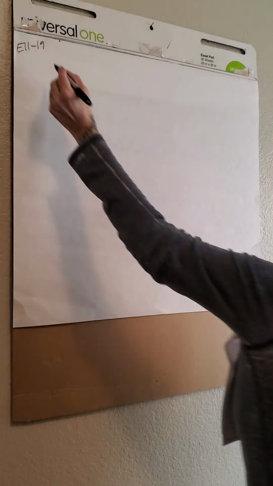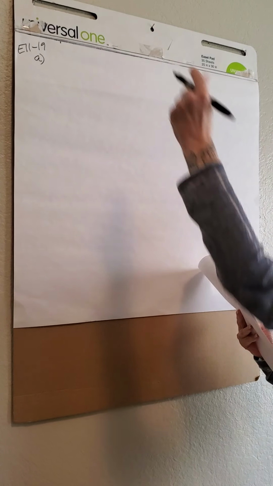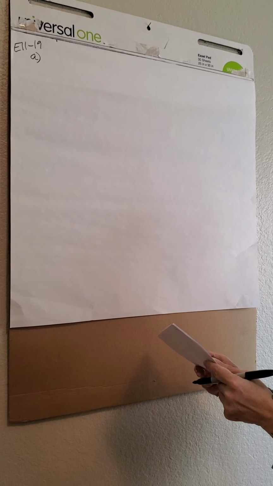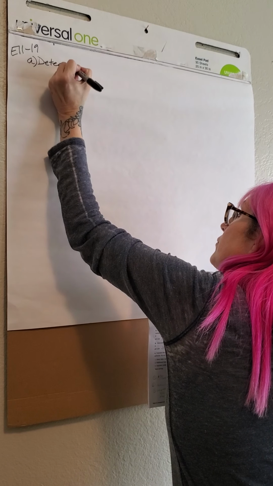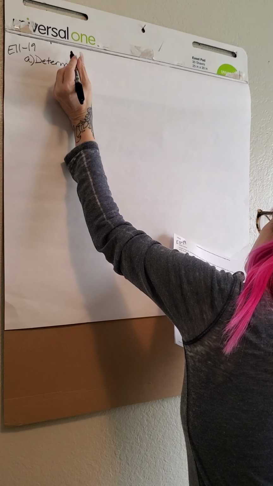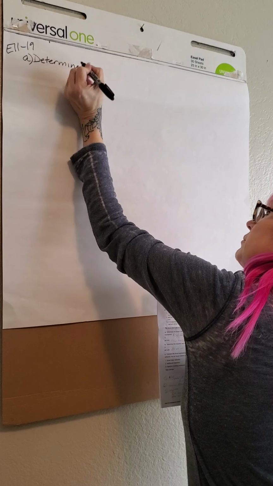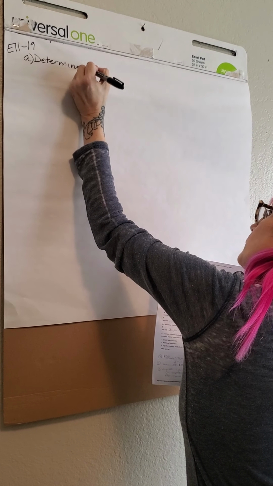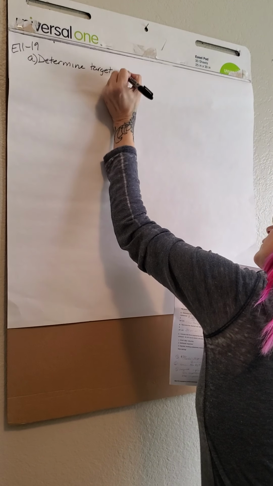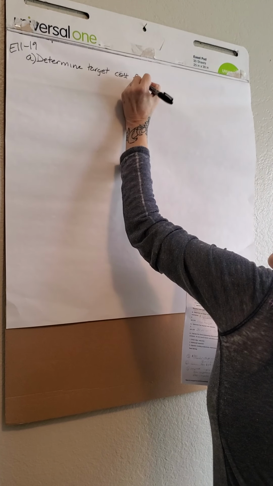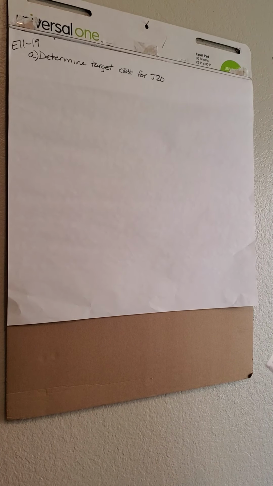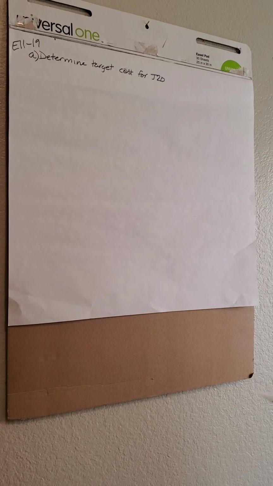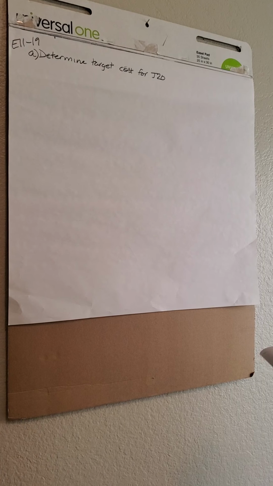So how do I want to put this up there? So I'm going to put A, and A wants us to determine the target cost for model J20. And this is going to be under the new method. So the first thing we need to do is calculate out what our markup is.